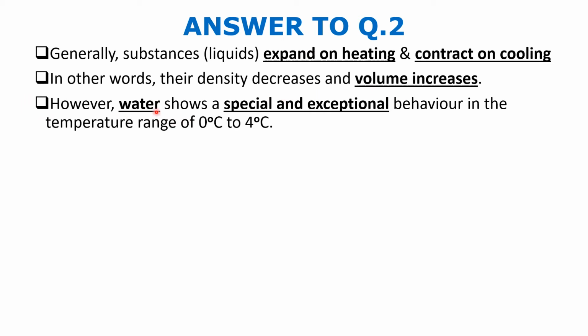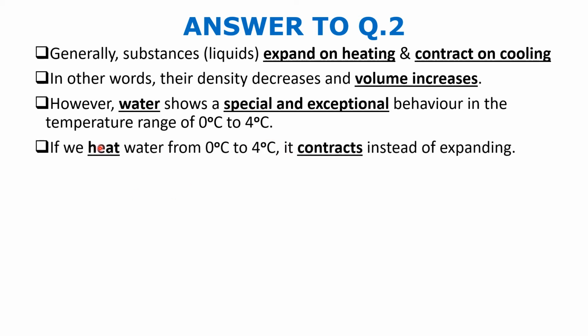However, you will say water shows a special and exceptional behavior in the temperature range of 0 to 4 degree Celsius. So it behaves very abnormally. We saw in what temperature range? 0 to 4 degree Celsius. So if we heat water from 0 to 4 degree Celsius, as you can see in the graph, what happens? It contracts instead of expanding. It contracts. Can you see the volume graph? The graph was going down.